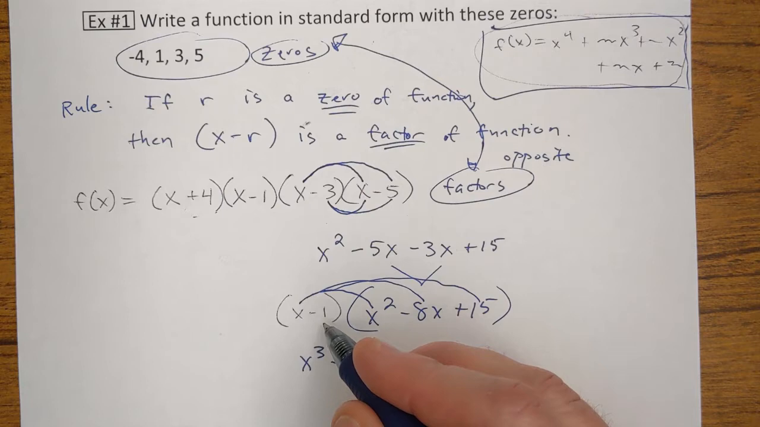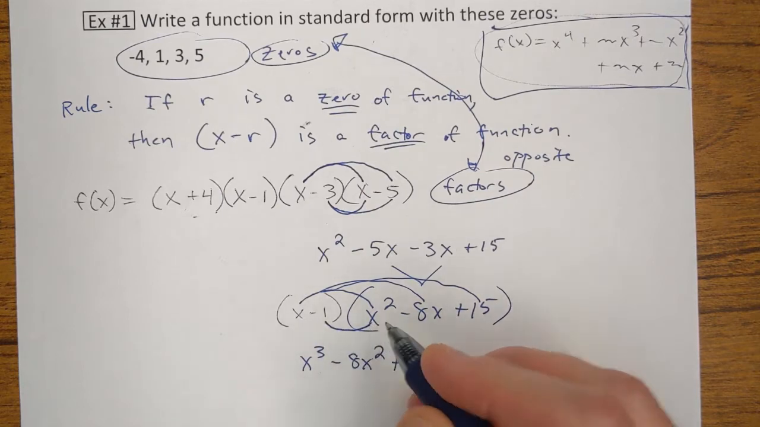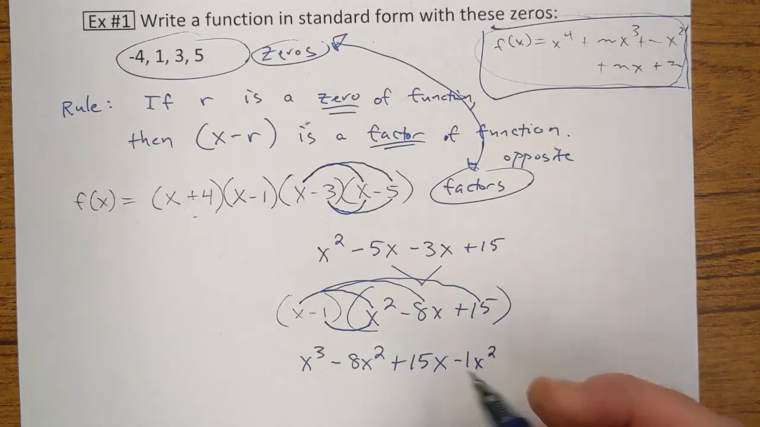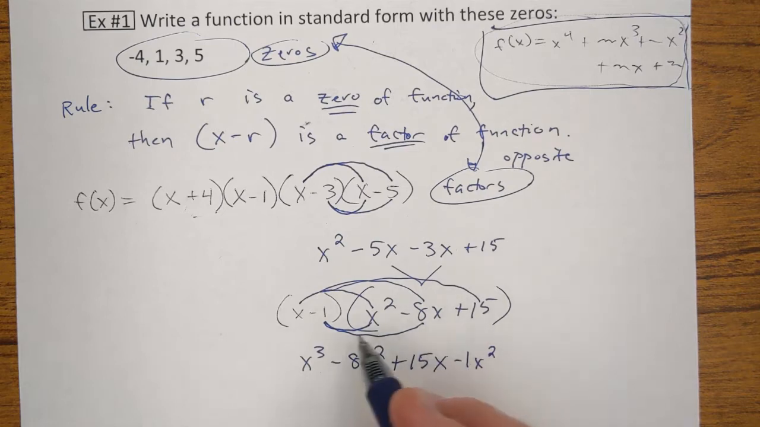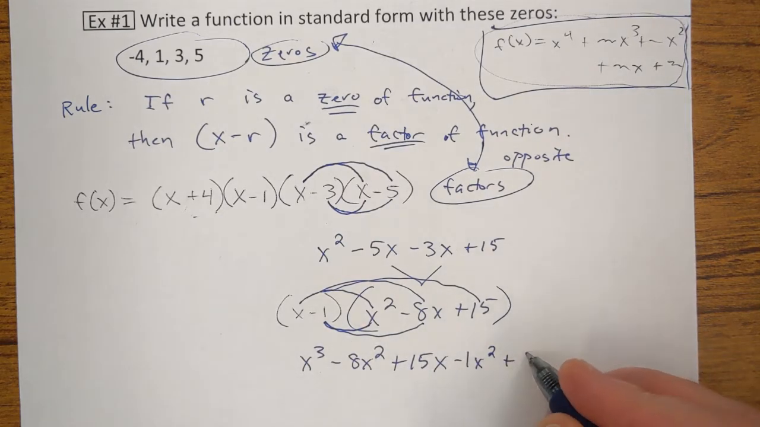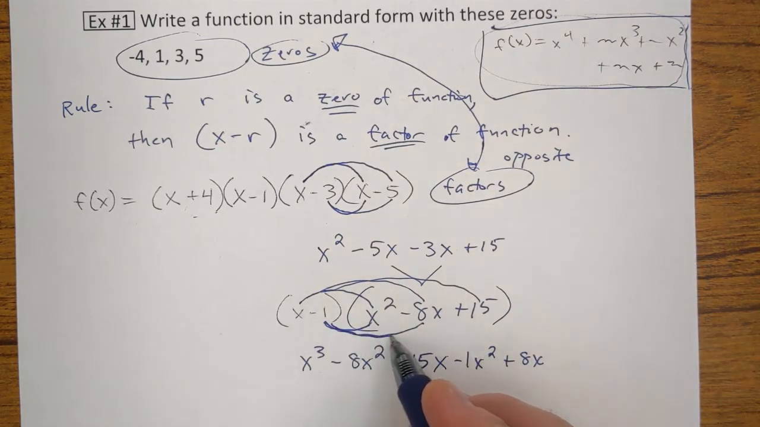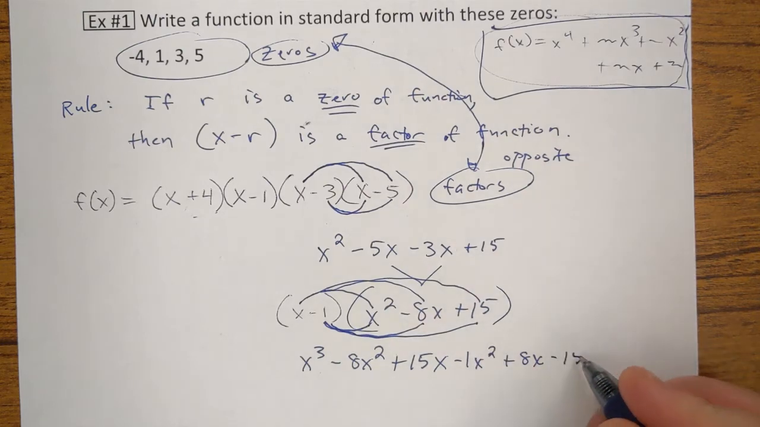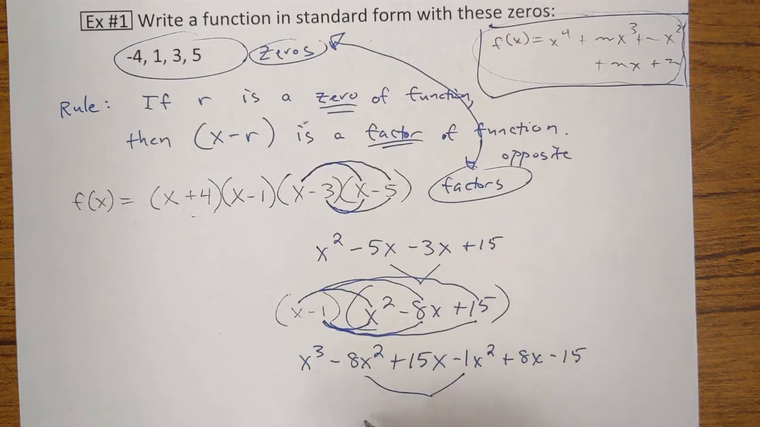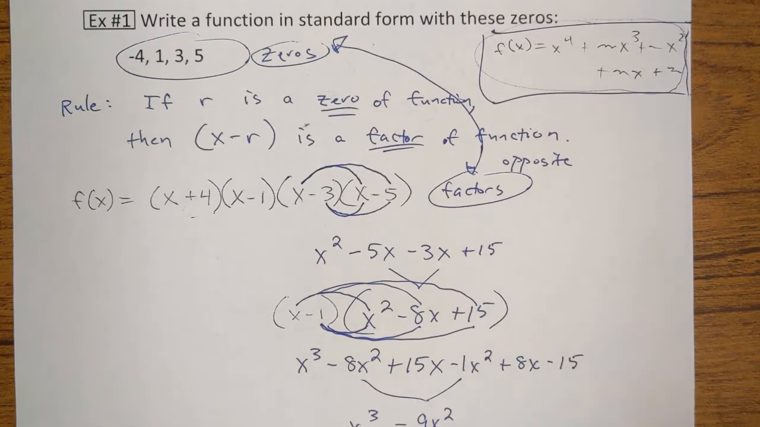But now I'm also going to distribute the negative 1. Negative 1 times x squared. Negative 1 times negative 8x. Two negatives makes a positive. And negative 1 times 15 is a negative 15. Now this one has a few more like terms that I can combine. Namely, I have a negative 8x squared minus a 1x squared, a 15x plus an 8x, and then this little negative 15 is out here by itself.